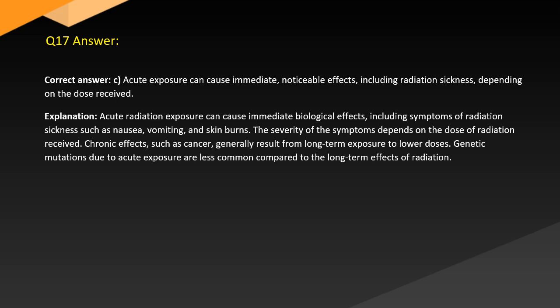Answer. Correct answer. C. Acute exposure can cause immediate, noticeable effects, including radiation sickness, depending on the dose received. Explanation. Acute radiation exposure can cause immediate biological effects, including symptoms of radiation sickness such as nausea, vomiting, and skin burns. The severity of the symptoms depends on the dose of radiation received. Chronic effects, such as cancer, generally result from long-term exposure to low doses. Genetic mutations due to acute exposure are less common compared to the long-term effects of radiation.